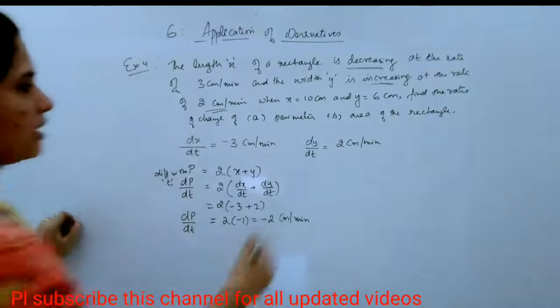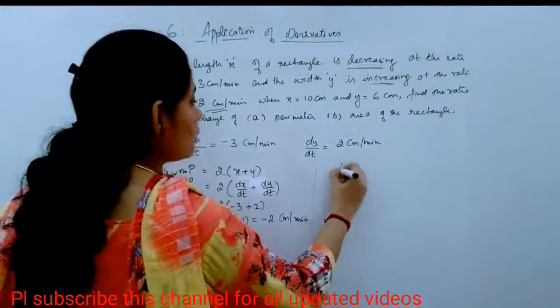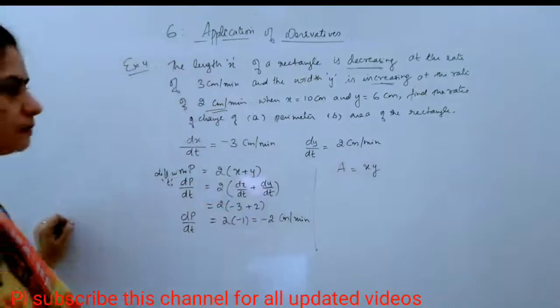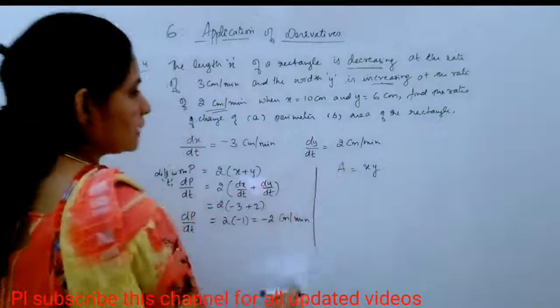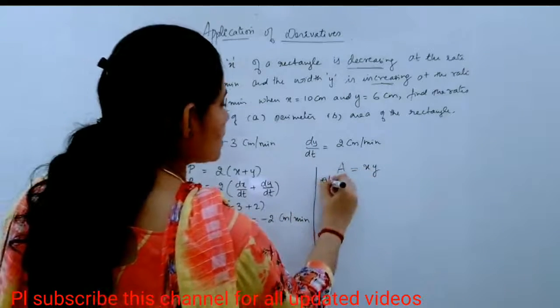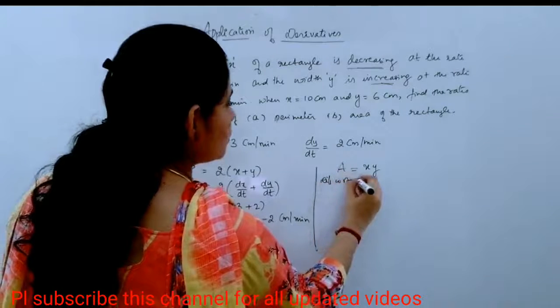Now for area, what is A, which is xy, length into breadth. Area of rectangle is length into breadth. Now again we are differentiating with respect to t.